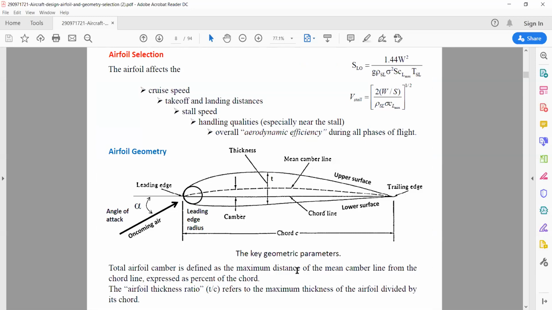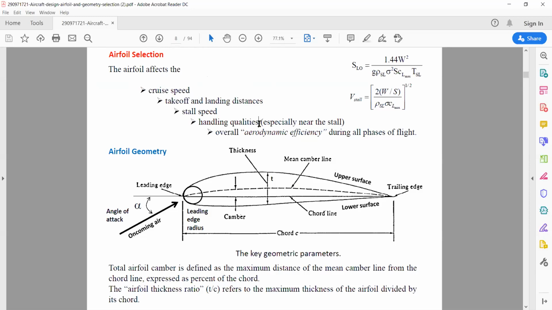You can see this is how the airfoil looks. Airfoil selection depends upon cruise speed. If the drag during the cruise is higher, the aircraft will not be faster. Again, it comes with a concept called cruise speed, meaning the speed of an aircraft, whether supersonic or subsonic. By selecting the airfoil, I can tell what speed my aircraft can fly. That is called cruise speed, along with takeoff and landing distances, stall speed, and handling qualities.